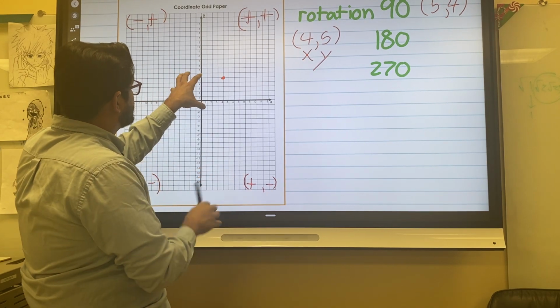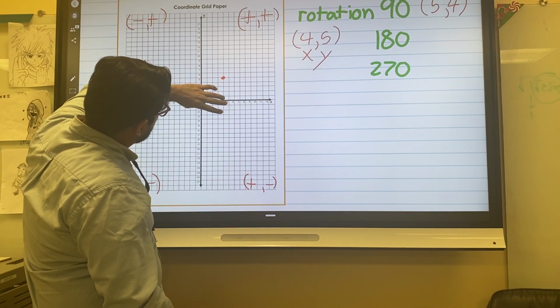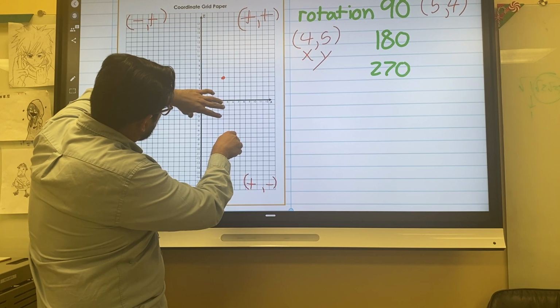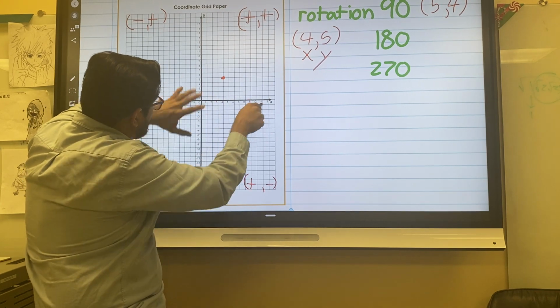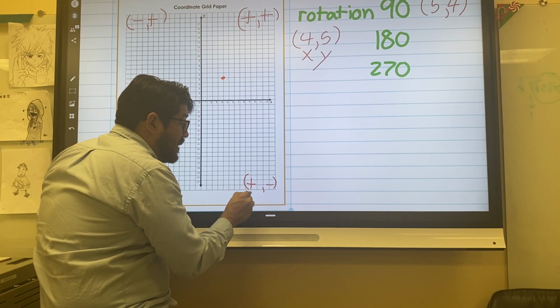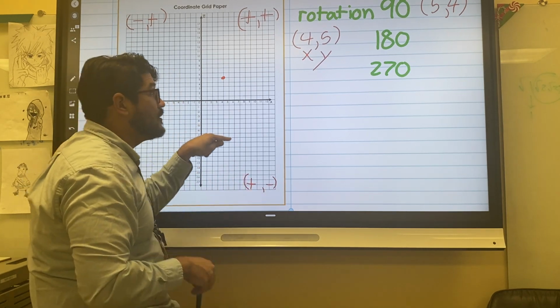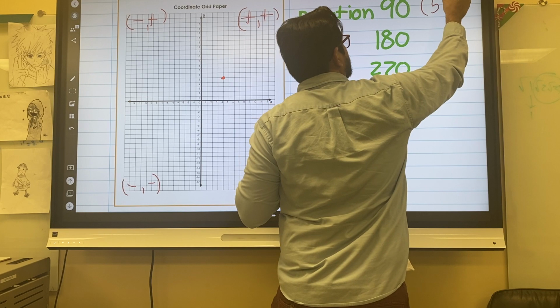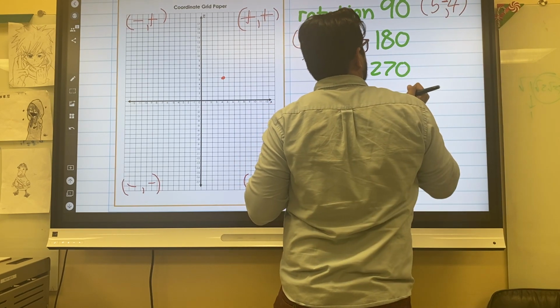If I rotate this 90 degrees clockwise, I'm going to end up somewhere in this area. Now that means that the sign has to be positive, negative, because it's in here. So that means the second number has to be negative.